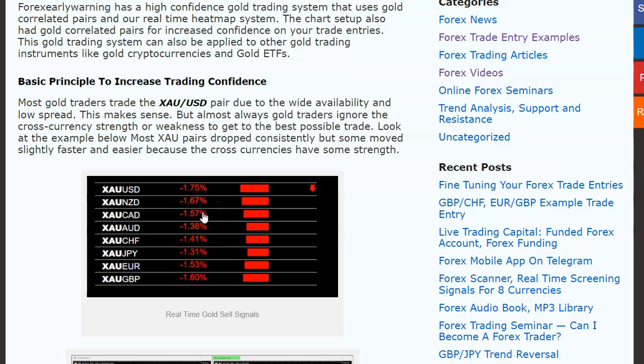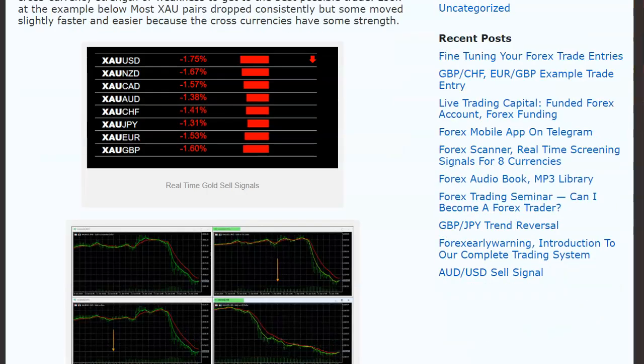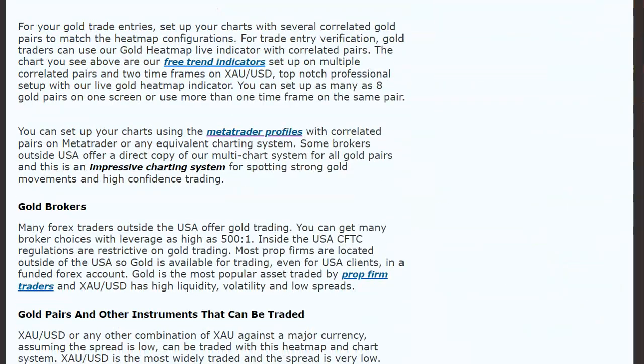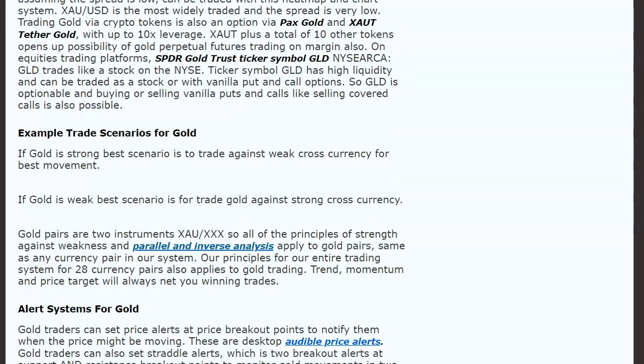You want to stick with the ones that are moving the fastest, which indicates that the cross currency, so gold is dropping, it means the USD probably had some strength, translating into a great trade on XAU versus the US dollar.